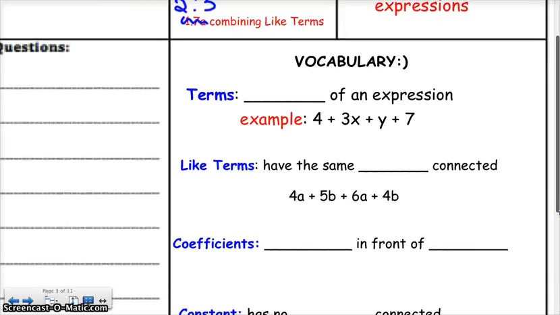Vocab that you need to know is terms. Terms are part of an expression. They are what make up the expression. So terms are part of an expression.